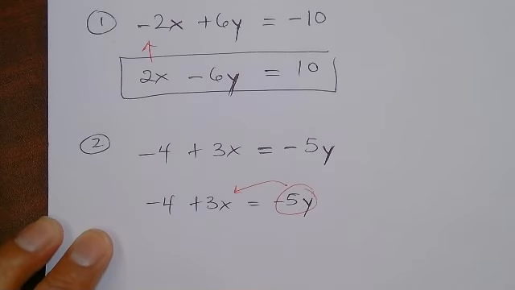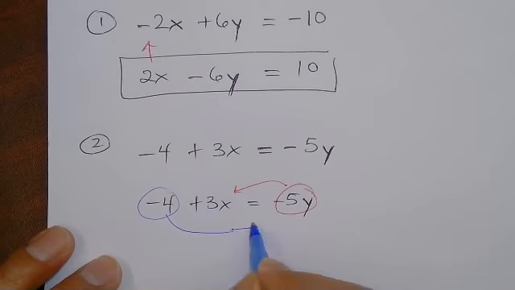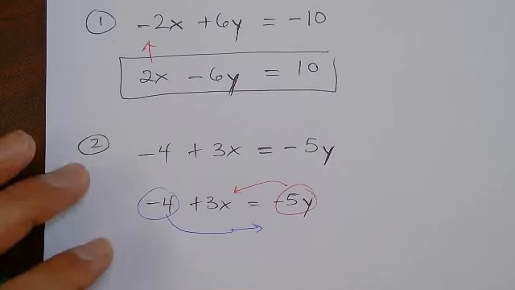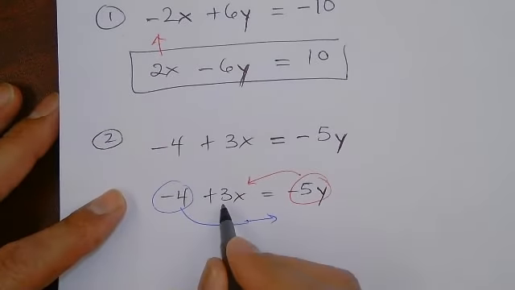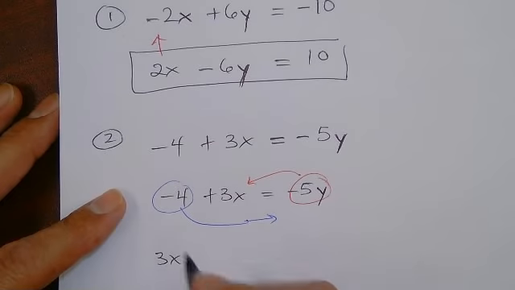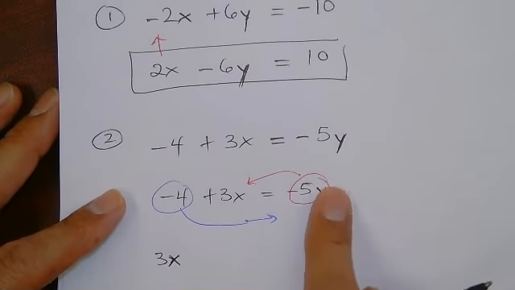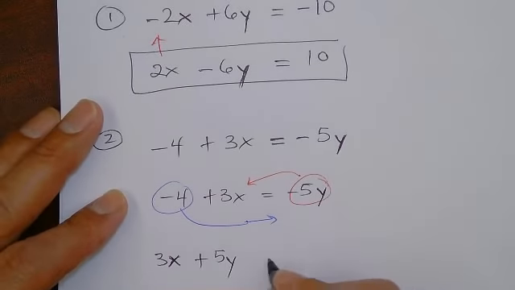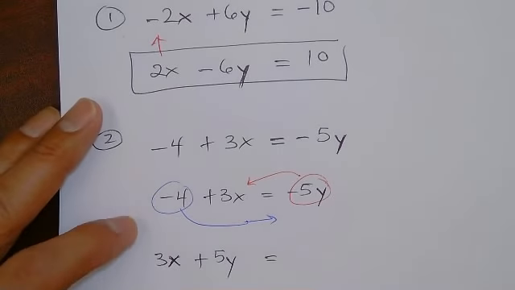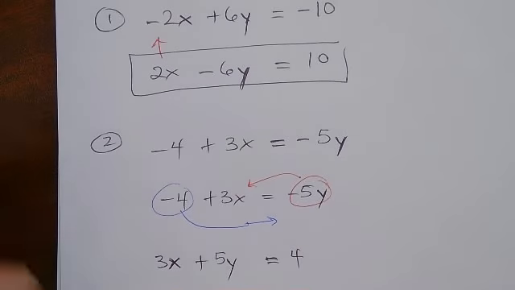Everybody agree the 5y needs to go over here with the x? And everybody agree this negative 4 needs to go over here, to the other side of the equation? Okay, so talk to me. What's going to be left on this side? 3x. A positive 3x? Yes. Good, it's positive. I want it positive. 3x, and then what? You better not put minus 5y, because if it's minus 5y here, but it moves to this side, it's positive 5y equals to what? Positive 4, yeah?